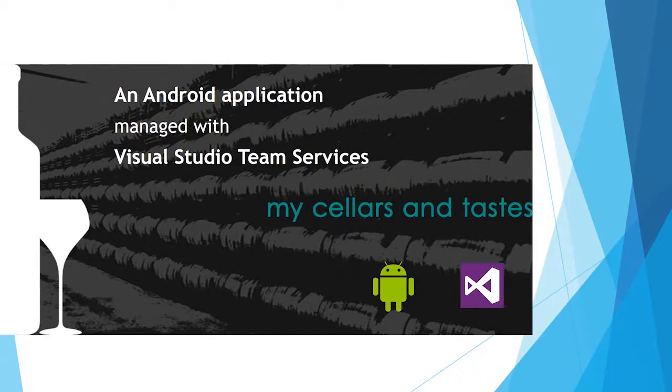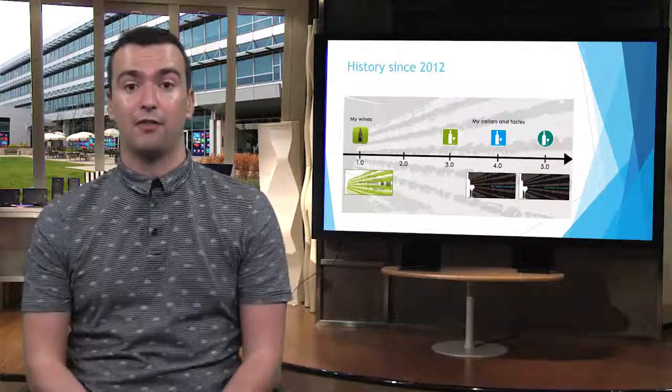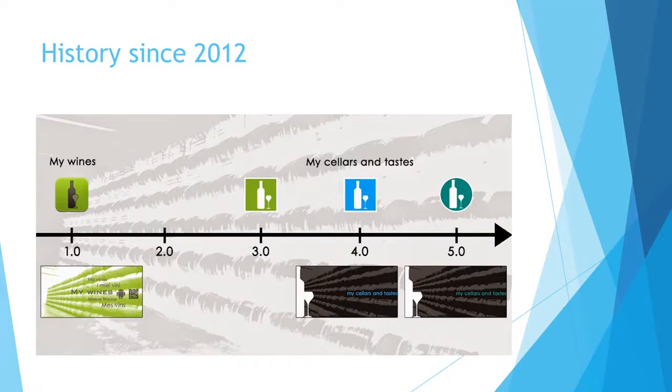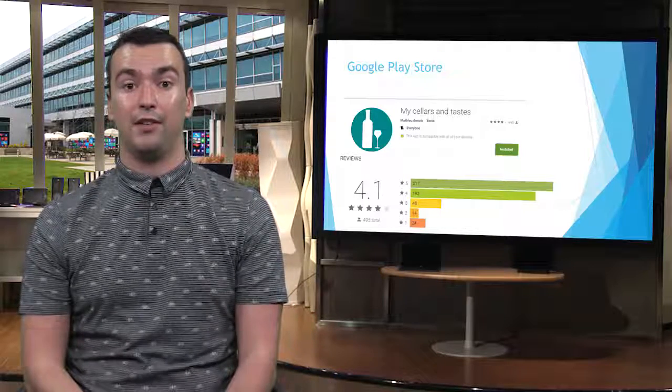I submitted my Android application, my Cellars and Tastes, to the Java Tools Challenge. This application, since 2012, is on the Android platform ecosystem via the Google Play Store. It allows you to manage cellars of bottles in general, but it's more focused on wines. You could manage cellars, shelves, location, quantity, etc. It's also available in 6 languages.